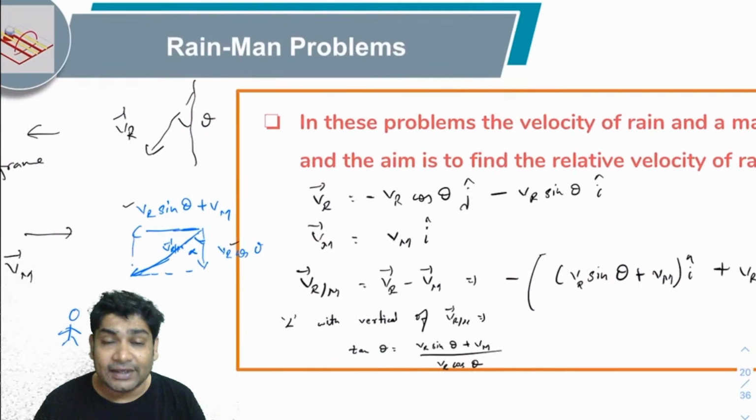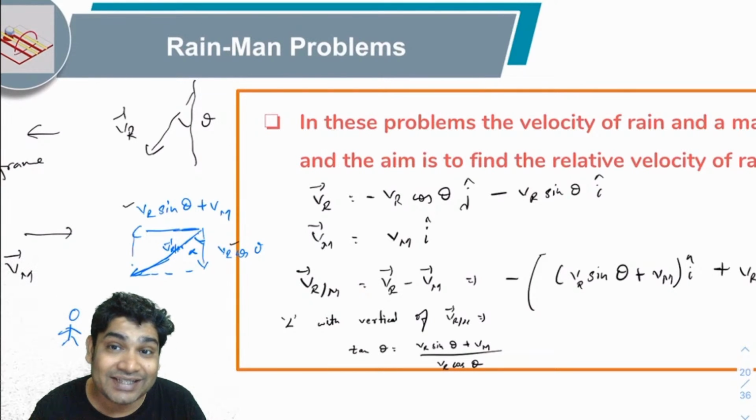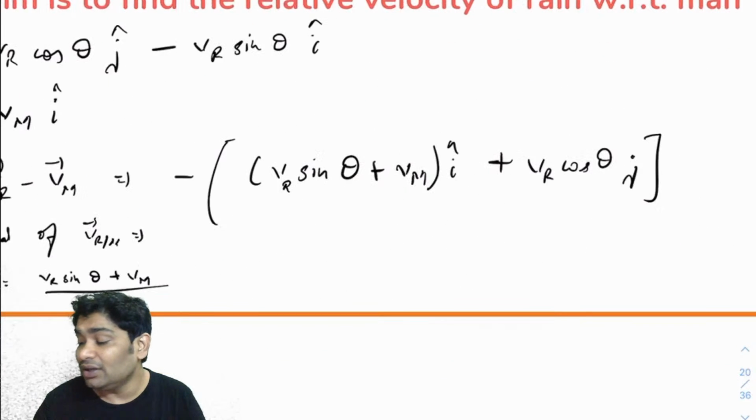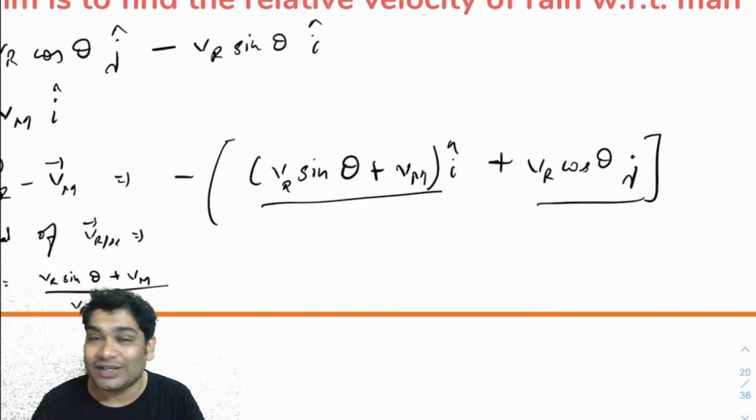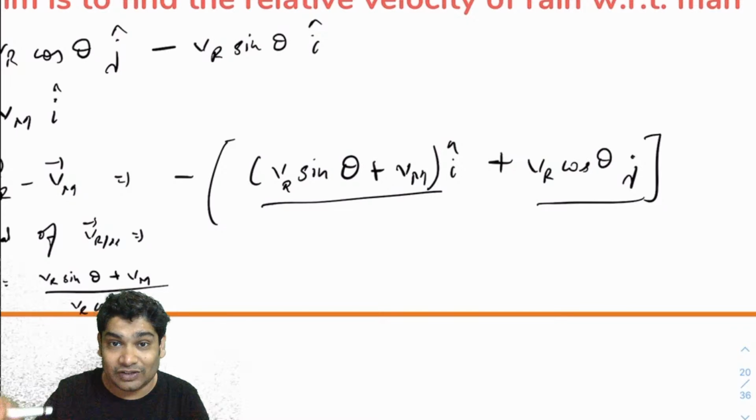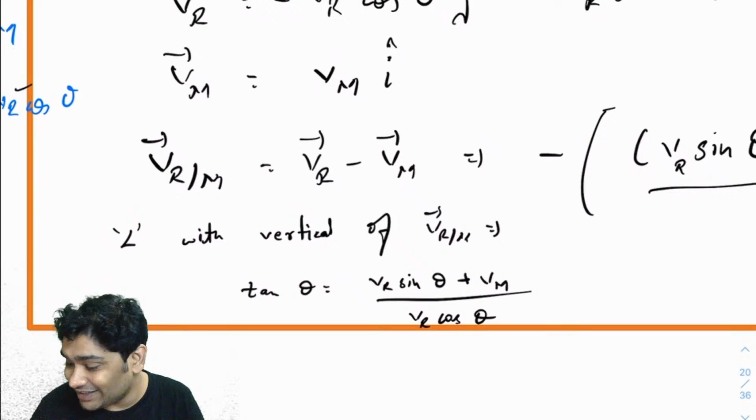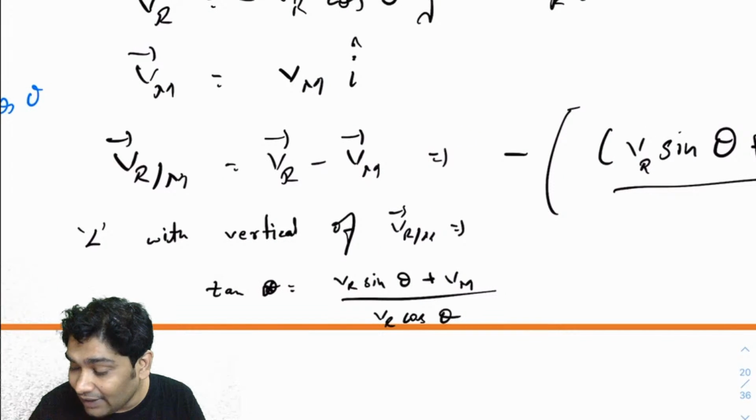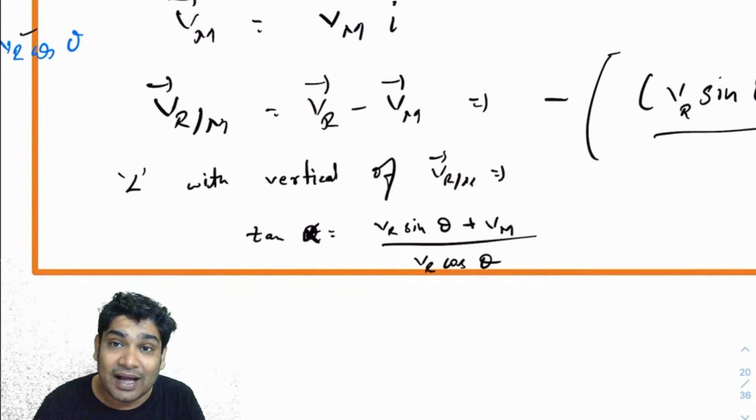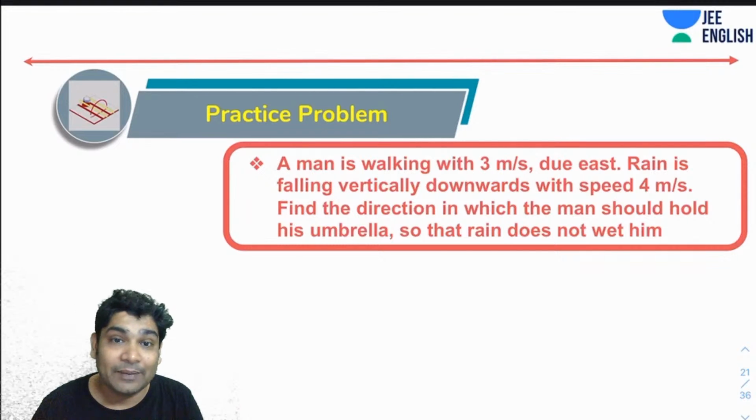All you need to do is find the velocity vector of the rain with respect to man, and then you can tell the magnitude, how much velocity the man is seeing. The magnitude would be very simple: square of your x velocity plus square of your y velocity, and root of that. That is the resultant. Similarly, the angle. So this is alpha. The rain appears to be falling at an angle alpha to the man, which is given like this. So why don't we practice one problem again?